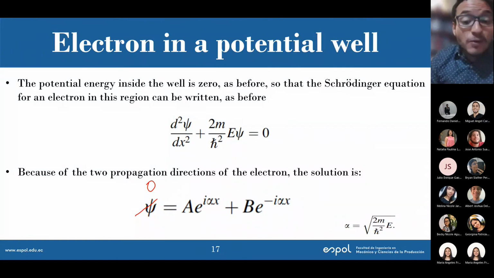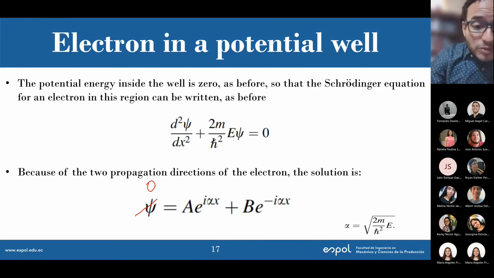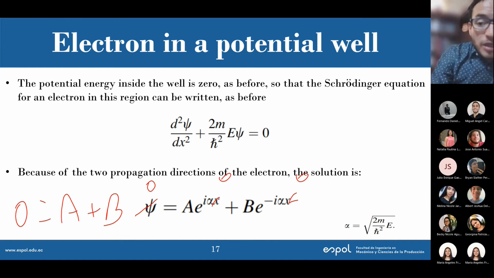The first boundary condition is going to be x equal to 0, right? Remember the diagram, the figure here. The function is equal to 0 at x equals 0. So when x equals 0, e to the 0 is 1, right? So it's basically 0 equal to a plus b. And therefore, b is equal to negative a. And that's what I got here.